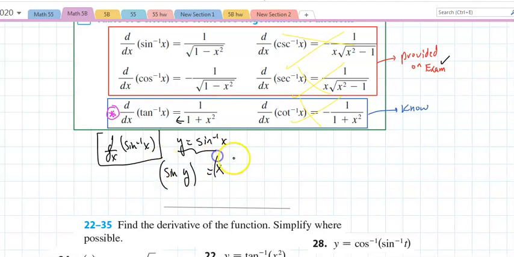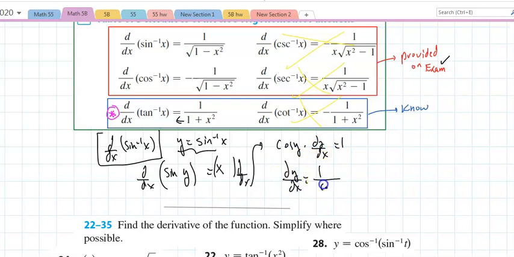And now if I take a derivative with respect to x of both sides, wouldn't that get me? The right side will be a 1. The left side, wouldn't that be the cosine of y times dy dx by the implicit differentiation? Wouldn't you say dy dx would be 1 over the cosine of y?